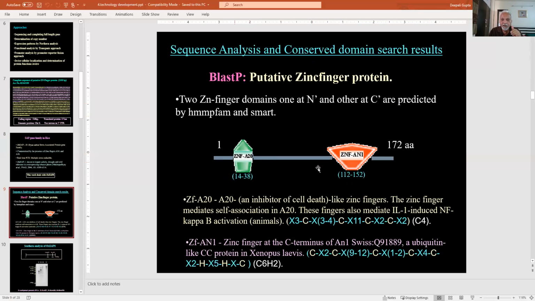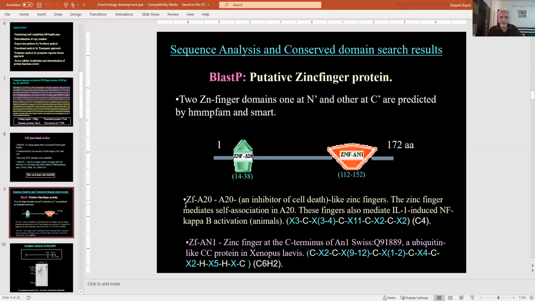And this is the 172 amino acid protein, the in silico translated protein sequence. So it had these two domains. So what are these two domains? Actually, they are the domains which are found in the proteins from animals.